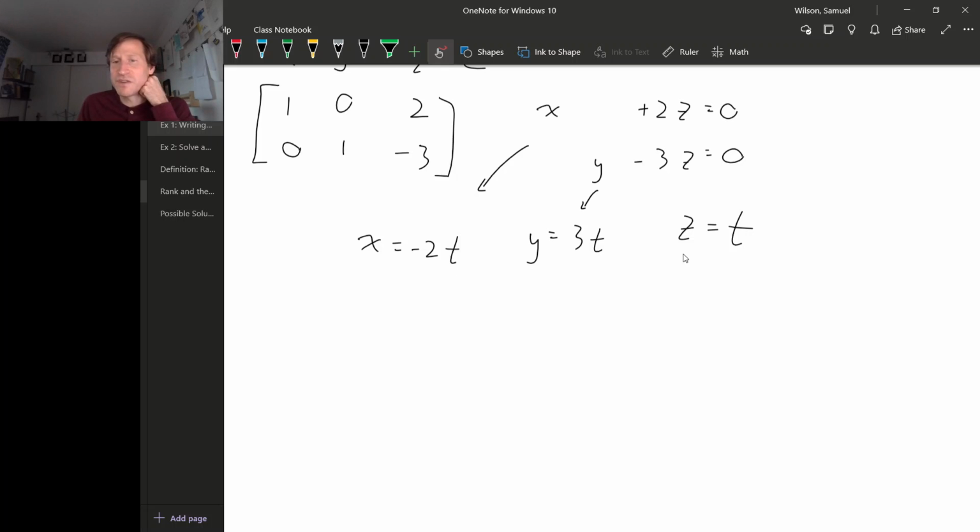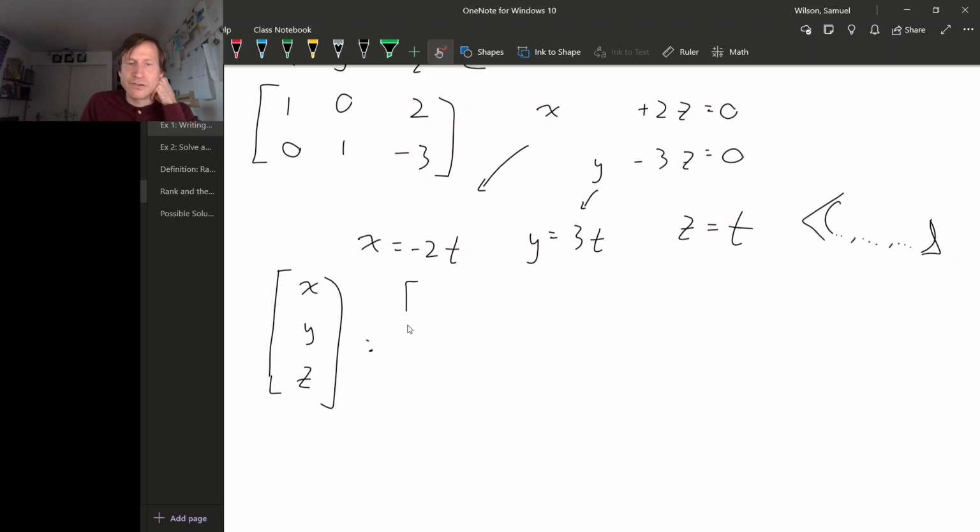We're going to package everything up into a vector, but the way we write our vectors isn't like you might have done in other math classes, using angle brackets, or maybe in physics classes. We're going to organize our vectors as columns. X is our first variable, so it's going to be in the first position in our column of variables, or in our vector of results here. And then y is next, and then z. So x is minus 2t, y is 3t, and z is just t.